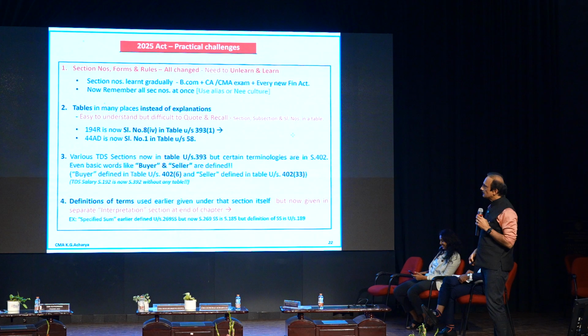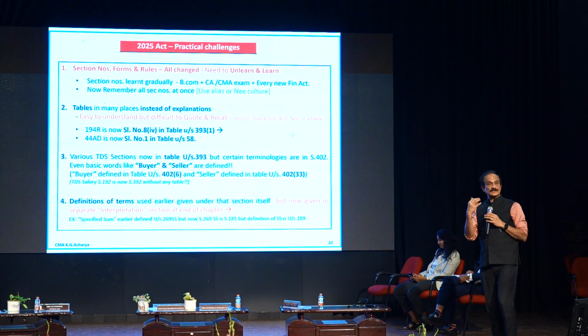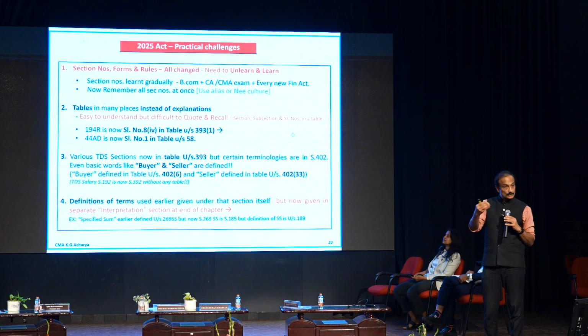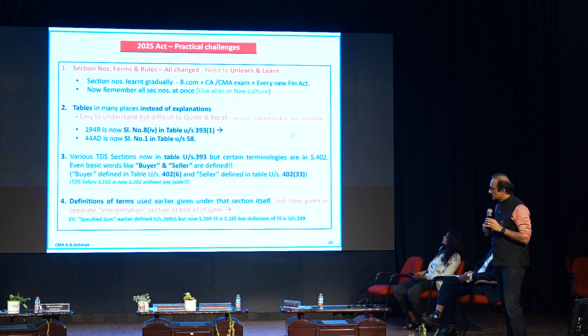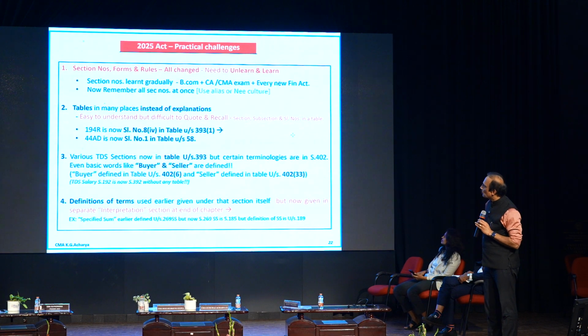Very, very difficult. Various TDS sections. So 194R is now serial number 8, clause 4 in table under section 393(1). Tabular is easy to understand, but to recall that, you will have to make a great effort. 44AD, the presumptive taxation, is now serial number 1 in table under section 58. Various TDS sections are now in tables.